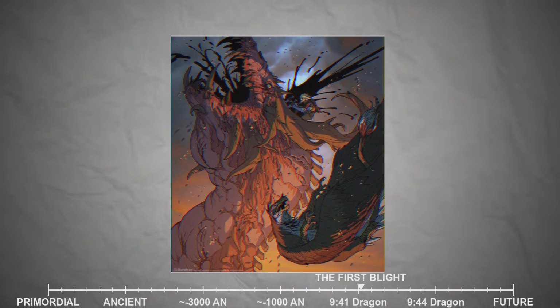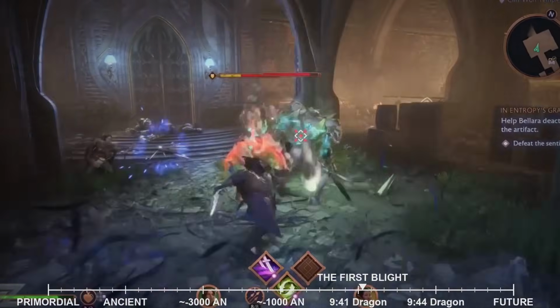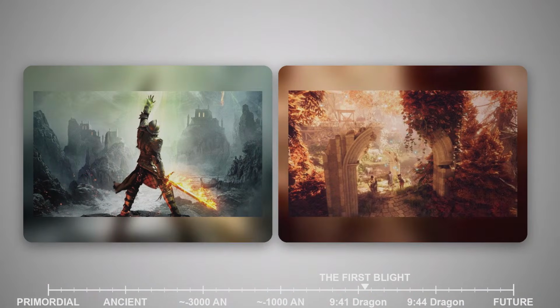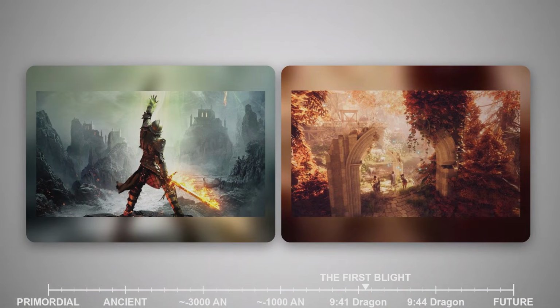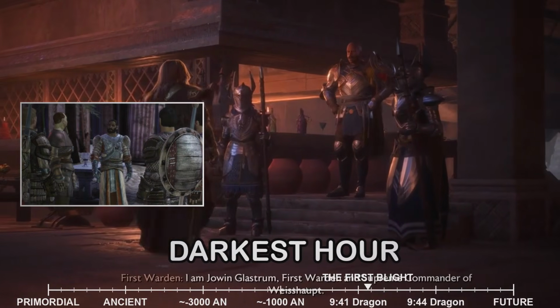Mages found that their most powerful spells seemed to barely inconvenience the creature, and conventional weapons simply could not pierce its corrupted hide deeply enough to cause lasting harm. Every attempt to organize a defense, to push back the Darkspawn tide, ended in failure and retreat. It was in this darkest hour that the Grey Wardens were founded.